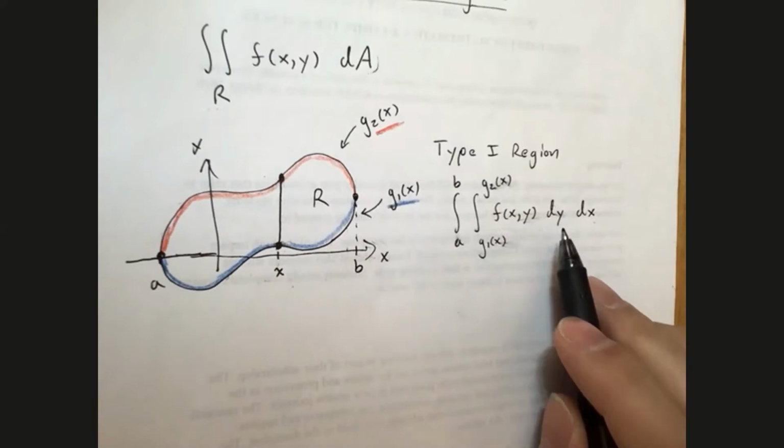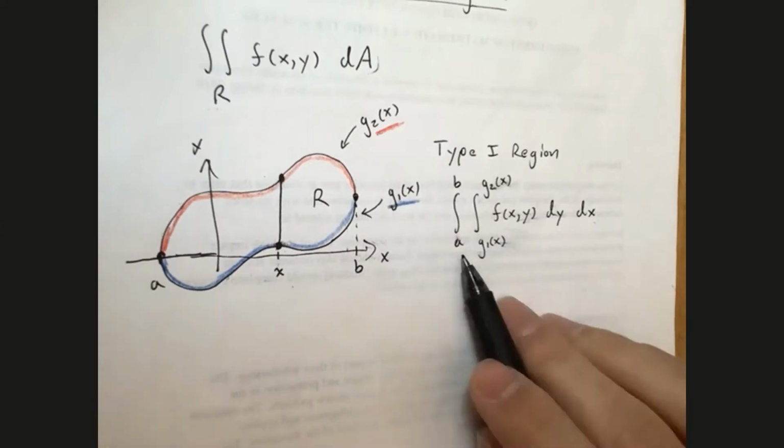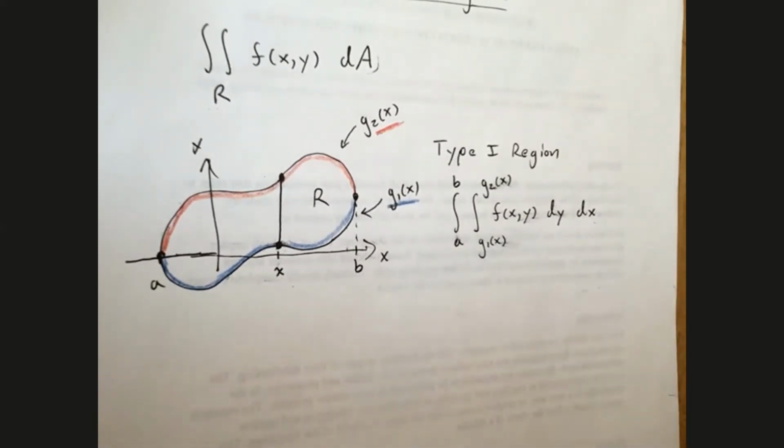Okay, they will always be different, and that's very important. The integral won't work out unless that's the case. Okay, so that's a type 1 region.